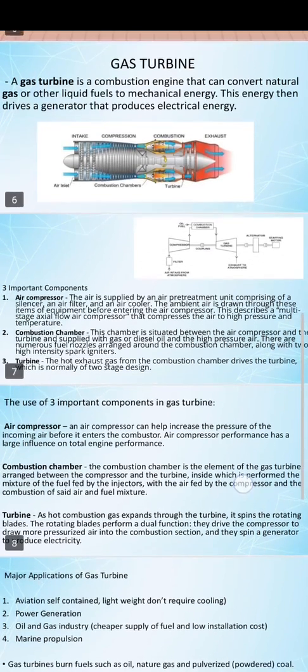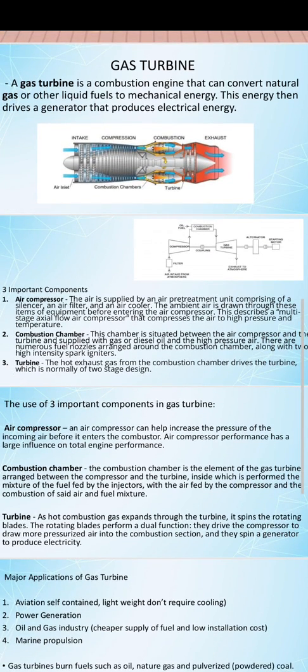Gas turbine. A gas turbine converts liquid fuels to mechanical energy. This energy then drives a generator that produces electrical energy. So there are three important components of a gas turbine, which are the air compressor, combustion chamber, and number three is the turbine. So what is an air compressor?